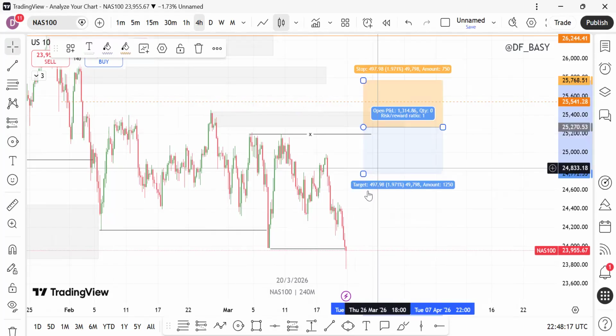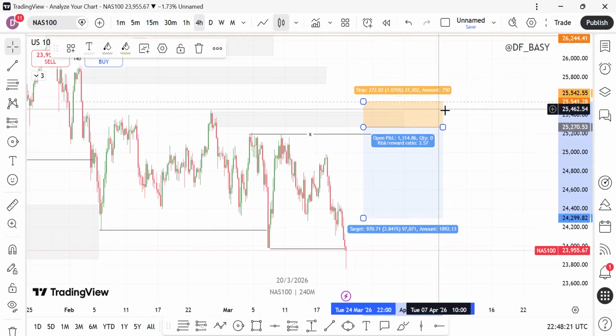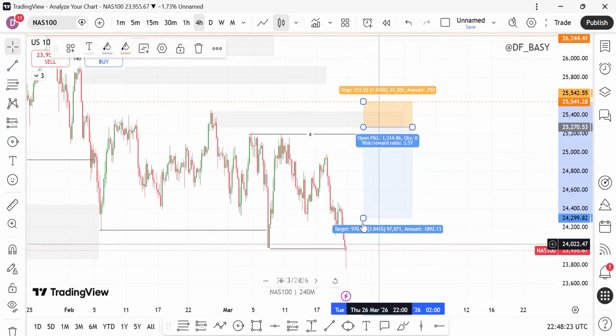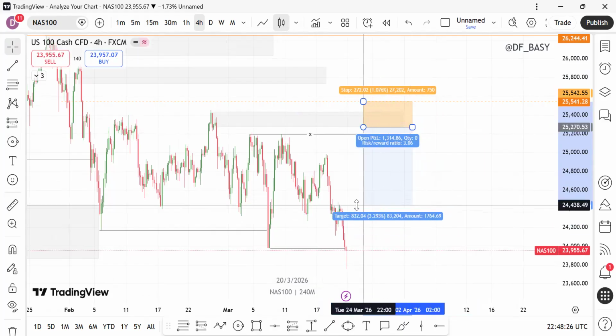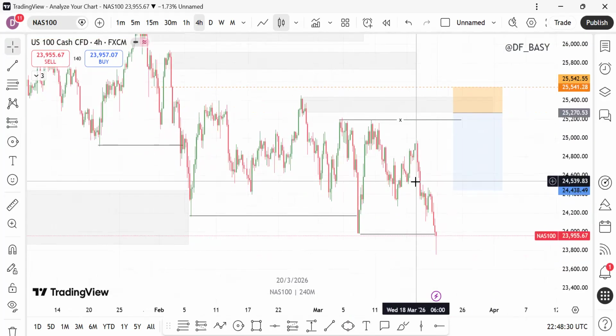So this is where I'll be expecting myself. And what I'll do, I'll just set my limit, keep my SL above here. What will I be targeting? I'll be targeting my one to three as normal, and expect the trade to play out.